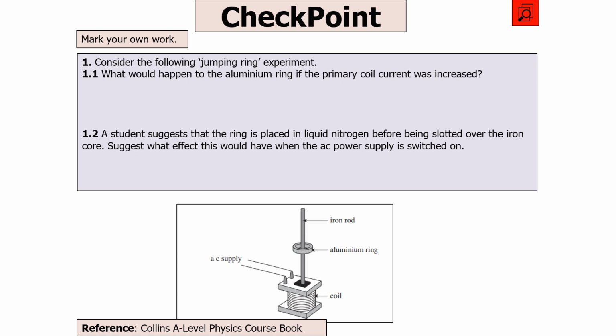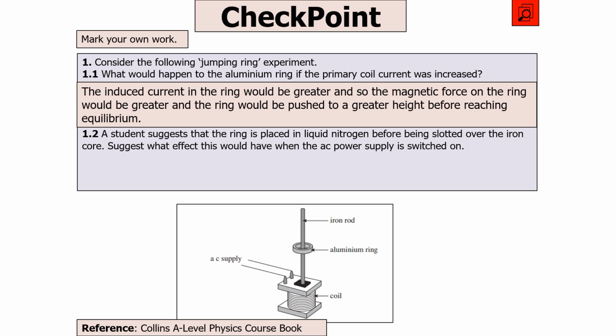Right, in this first question, you can see that if the primary coil current was increased, well then the induced current in the ring will be greater, because you'll see that there'll be a greater flux linkage from the primary coil, so therefore there'll be a greater change in flux linkage in the secondary coil because it's alternating, plus or minus, plus or minus. So therefore the magnetic force on the ring would be greater, so it would be pushed higher, so therefore the ring will be pushed to a greater height before it reaches an equilibrium with the forces acting down, so therefore it starts to, quote, float.